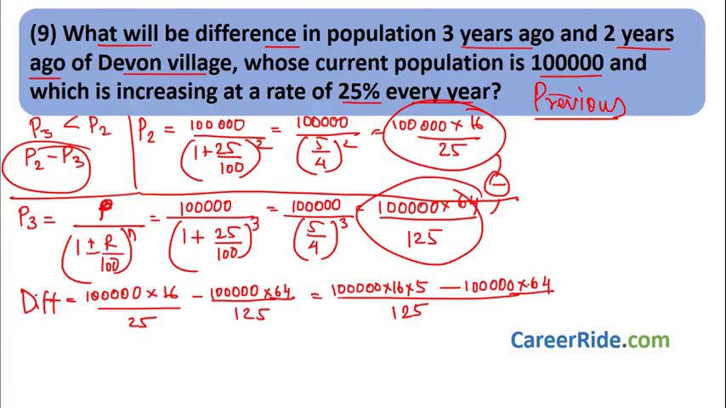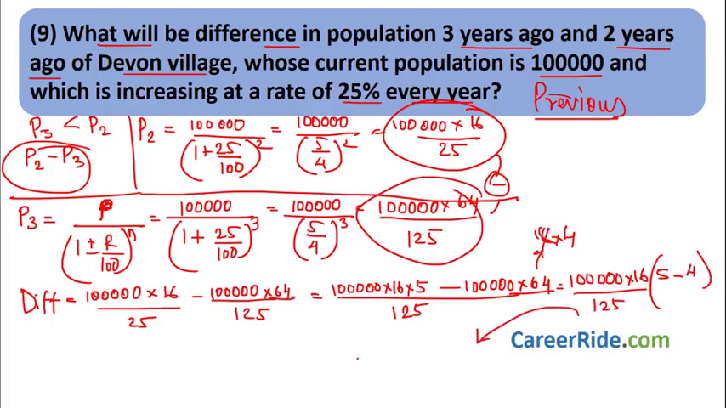Now what will we do? We will just take 1 lakh into 16 as common. We will get 1 lakh multiplied by 16 as common divided by 125. From here 16 has gone, 5 remains. 64 is 16 into 4, so 16 gone, what remains is 4, right? And what is the answer for this? You will get on simplification 800 into 16, that would give us 12,800. So the difference between population 2 years ago and 3 years ago was 12,800. See how easy it was.